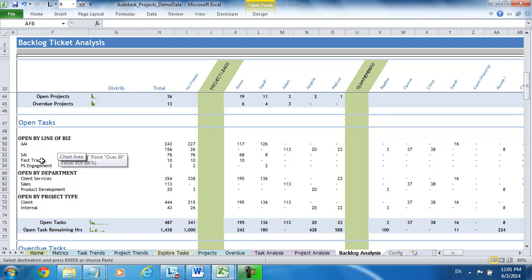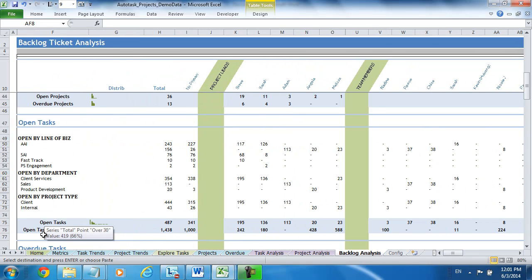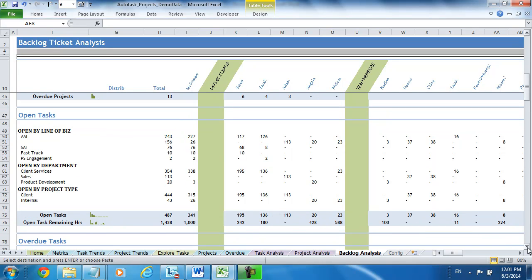Open projects by line of business, by department, by project type, open tasks, open remaining tasks. One of the things you're seeing here immediately as I'm going across is open tasks and open remaining hours. I'm saying 8 hours, but there's 224 remaining hours. There are 3 tasks but 100 hours. So it's not simply the number of tasks, but it may be the number of remaining hours that you're looking at. Now this is open tasks across all time, all remaining time.